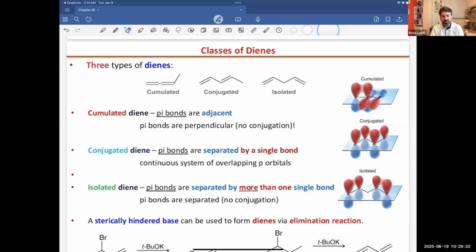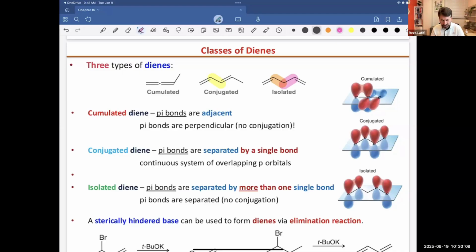Now, the double bonds can be back-to-back without any space between them. In that case, we say accumulated. Or there may be one single bond between them. If there is a single bond between the two pi bonds, then we call it conjugated. And if we have more than one single bond, we classify it as an isolated diene. Okay, now what's the difference between accumulated, conjugated, and isolated?